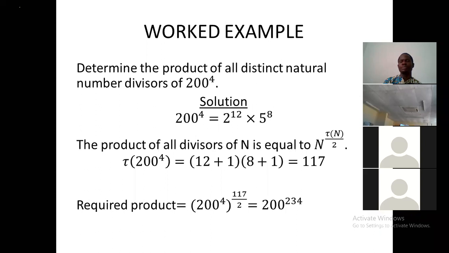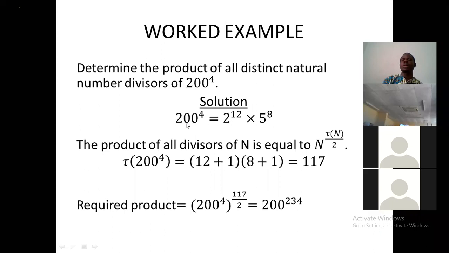Okay. The product of all divisors of n is simply... so we need to first of all express 200 raised to the power 4 as a product of its prime factors. We have to decompose it into prime factors. So we have 200 raised to the power 4. If you do it, you have 2 raised to the power 12 times 5 raised to the power 8.